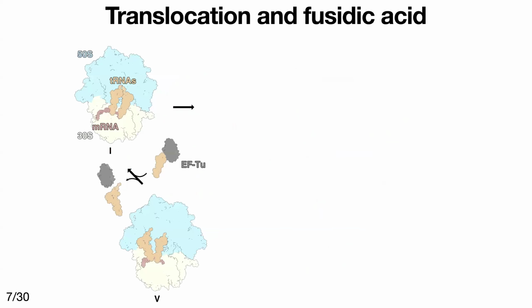But since the elongation cycle happens many times per protein and recycling only once, it mainly inhibits bacterial growth by blocking this elongation cycle. And as I said, in particular, it blocks the translocation step.